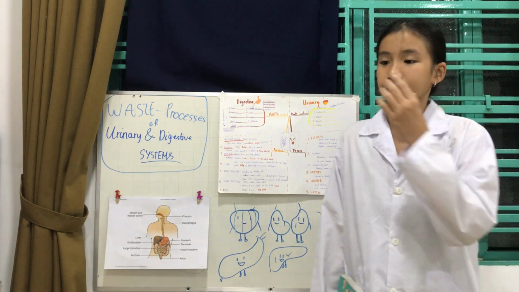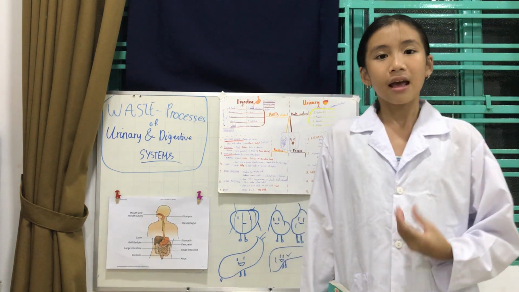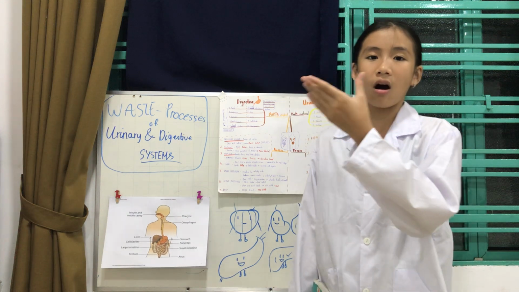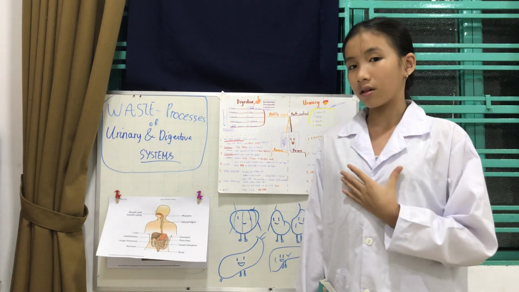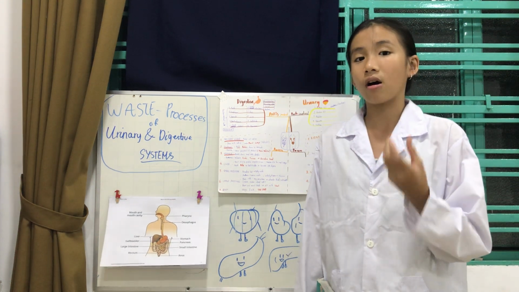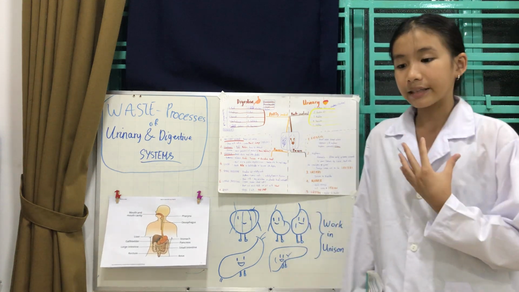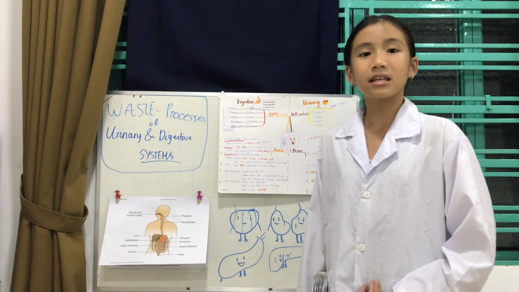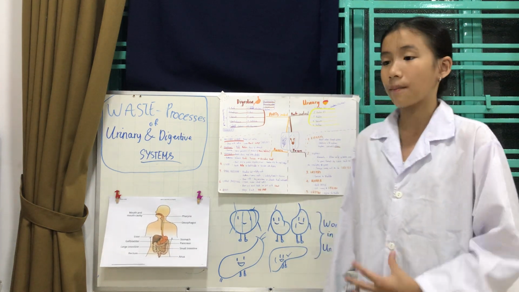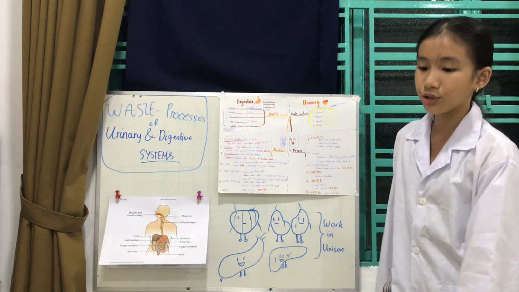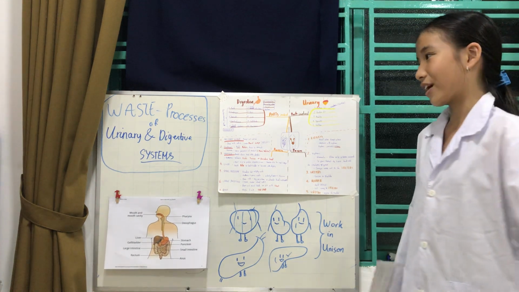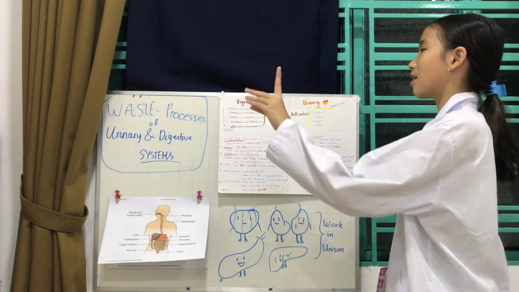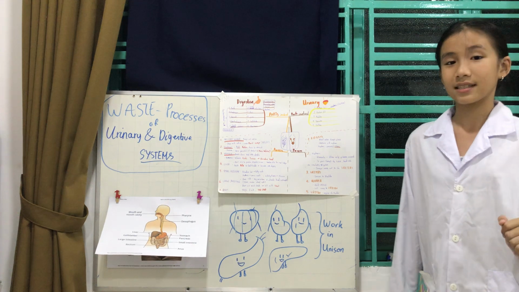It helps to filter the blood and take all of the water that we drink, and then take all of the nutrients out of the water, and the excess waste will come out through our bladder, our urethra, and to the toilet. Now, let's start first with the digestive system.